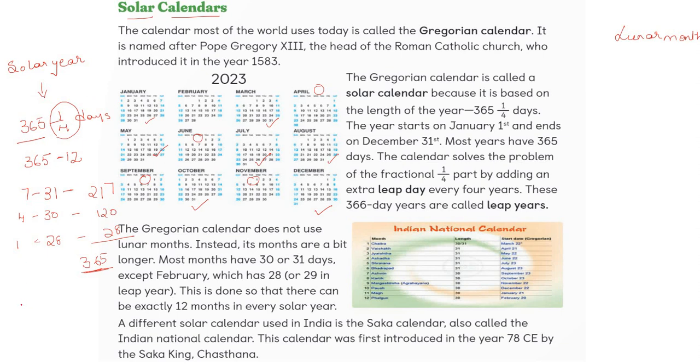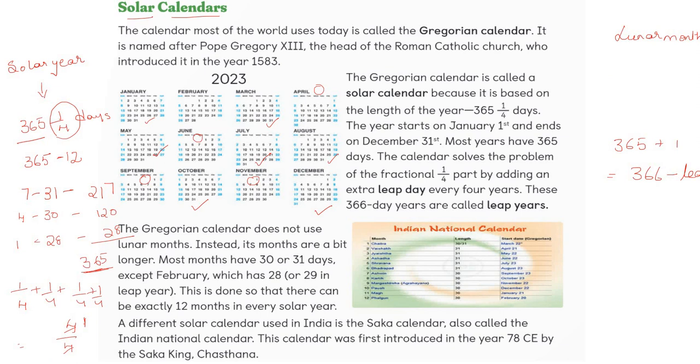For every 4 years, they add this 1/4. 1/4 plus 1/4 plus 1/4 plus 1/4. All the denominators are same, add the numerators. 4/4, that is equal to 1 day. So every 4 years, they add 1 day to the actual year, that is 365 plus 1. So for every 4 years, we get a leap year. Understand?